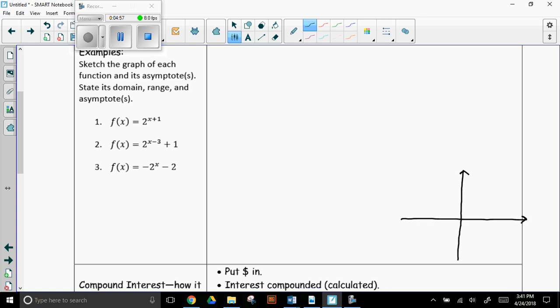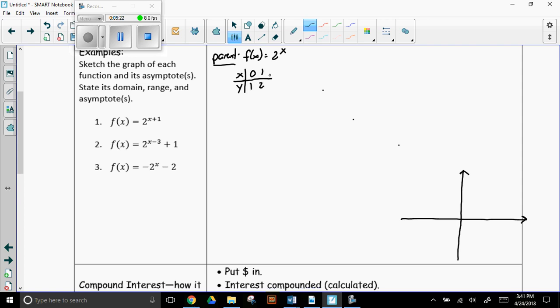Okay, so I want to start with my parent function, which is f of x equals 2 to the x. And you can see that every single one of those has a base of 2. So if there's no transformations, we just start with 2 to the x. And in case you're not comfortable with it, I'm going to draw just a quick sketch by plugging in numbers. If I plug in 0, I get 1. So 2 to the 0 is 1.